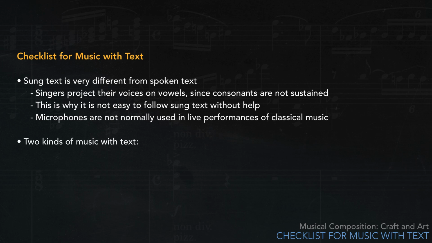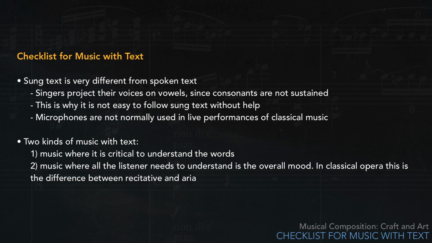Basically, there are two kinds of music with text. Music where it's critical to understand the words, and music where all the listener needs to understand is the overall mood. In classical opera, this is the difference between recitative and aria. In the former, the accompaniment is minimal, and the words are sung directly with little distraction, so a listener can more easily comprehend what's happening in the story. In the latter, the words can be ornamented, repeated, and parts of the text may even come back later. But as long as you realize, say, that you're listening to a love song, the musical mood dominates, you don't need to understand every detail.